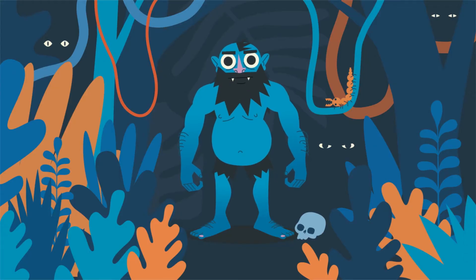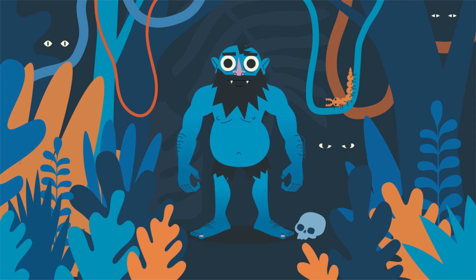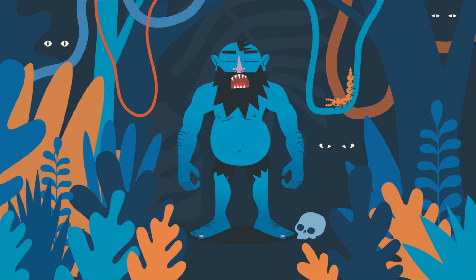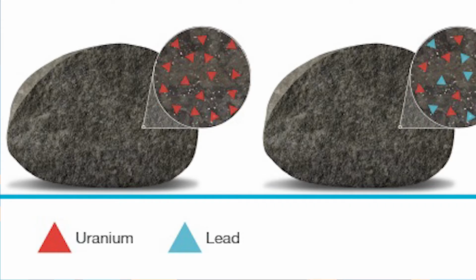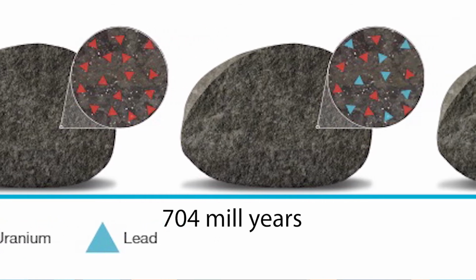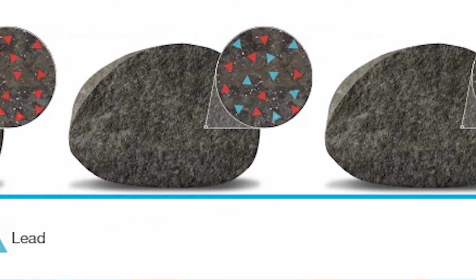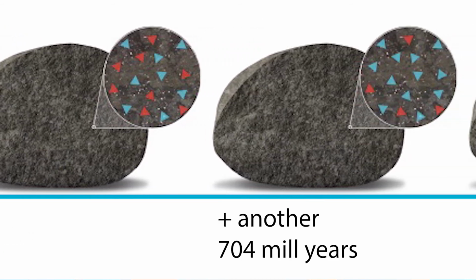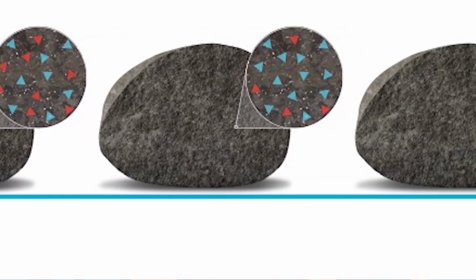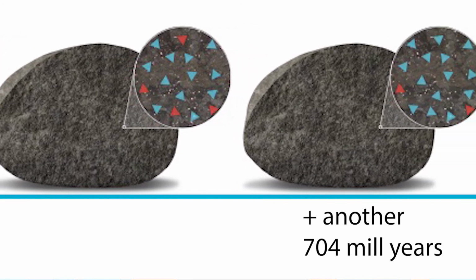The time needed for half of a sample of a radioactive substance to decay is called the half-life, because each radioactive substance decays at a specific constant rate. Each radioactive substance has a specific half-life. The half-life of radioactive uranium is 704 million years. So it takes 704 million years for half of that rock's uranium to change to lead.